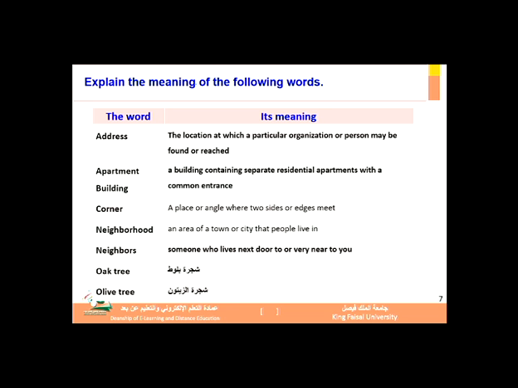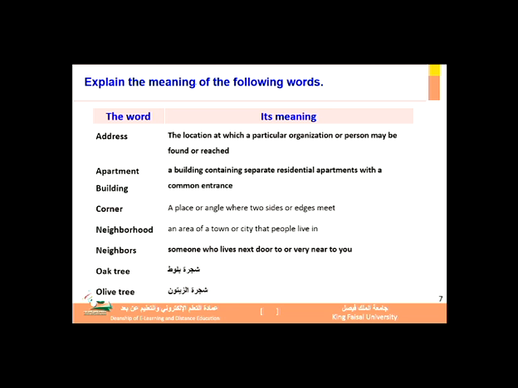The second term is apartment building. Apartment building is basically a building that contains separate residential apartments. So we are talking about a big building where, when you go inside, you find different smaller apartments where other people can live. However, this building has only one entrance for every resident to go in.